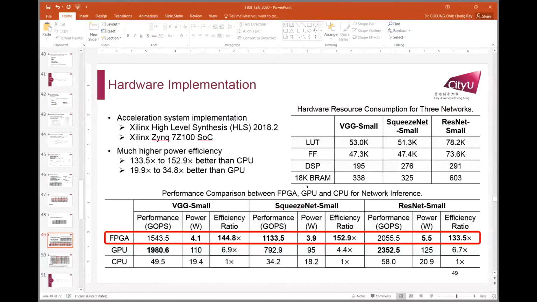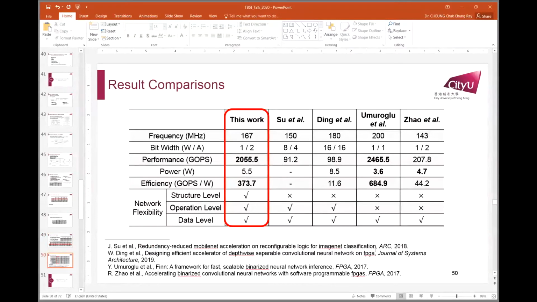And then I'm going to share a bit more about our results. We're able to put our design on FPGA, GPU, and also CPU. And our results show that the energy efficiency for the FPGA is the best, as compared to the CPU and GPU. And we use the Xilinx toolset, using the high-level synthesis tools, and also the Zynq. Okay, the Zynq is the FPGA that we are using. And we also compare our work with the up-to-date research community, and we can see our energy efficiency is the best. But more importantly, as we just mentioned, we have network flexibility, including structural changes and operation-level changes. So our design is more flexible.